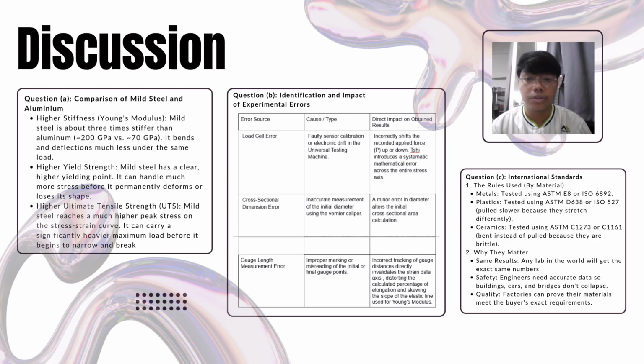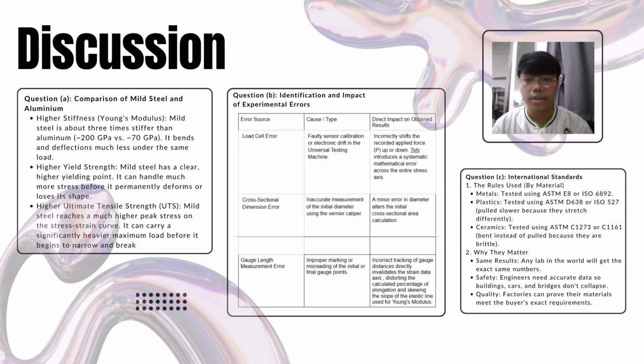So moving on into the discussion section, we begin with question A, which compares the mechanical properties of mild steel and aluminium. First, look at the stiffness through Young's modulus. Mild steel is roughly 3 times stiffer than aluminium, measuring approximately 200 gigapascal compared to 70 gigapascal. This means that under the exact same load, mild steel will experience significantly less bending and deflection.